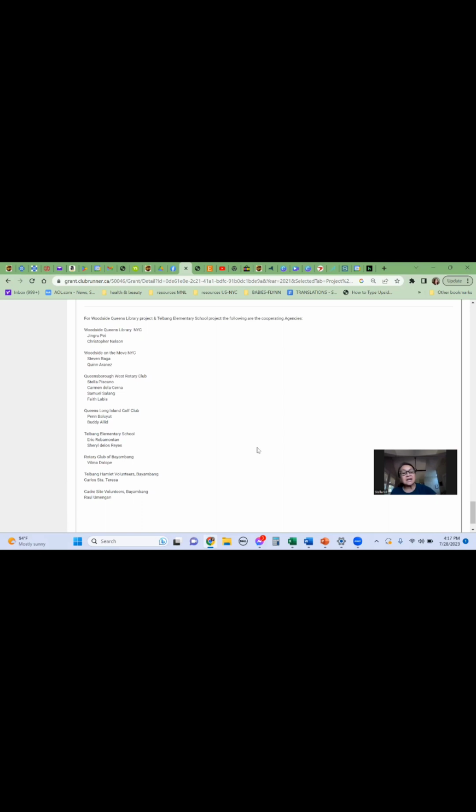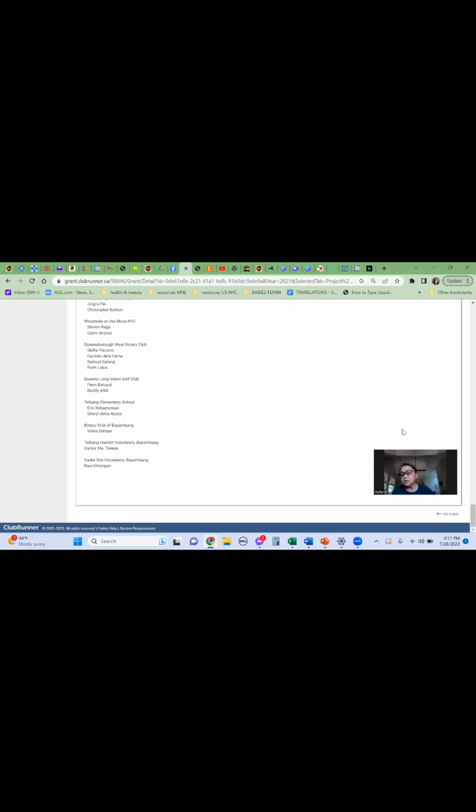And then who are the other partners? So we had Queens Woodside Library, Woodside on the Move. Back then, it was Steve and Quinn. Queens Borough West, that was us. Queens Long Island, the golf guys. The Rotary Club of Payambang in Pangasinan, who were our recipients of the grant, and so on. So that was 2023. Let's go back and move to 2023-24. And the grant that we asked for was Hope for an Art Contest.